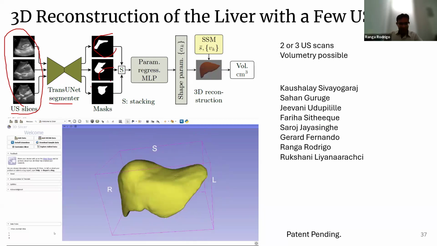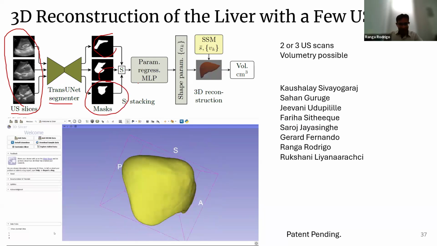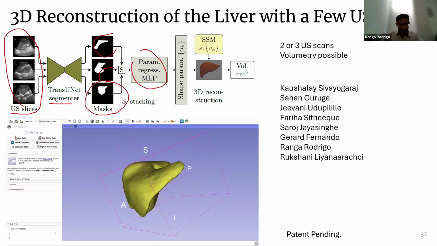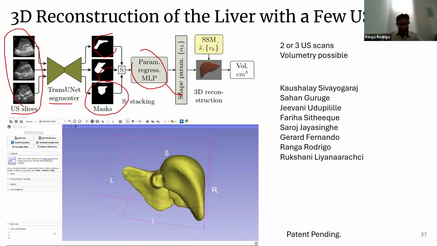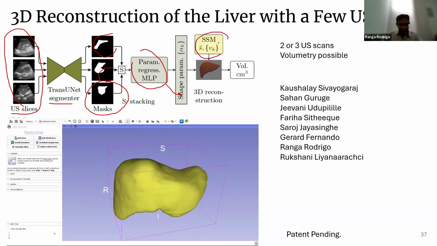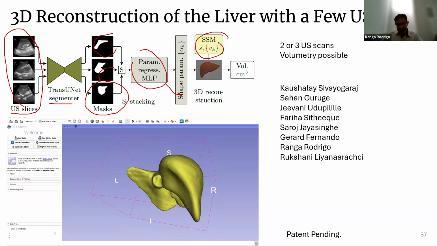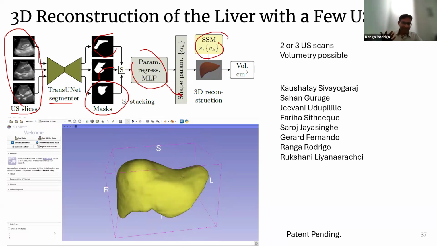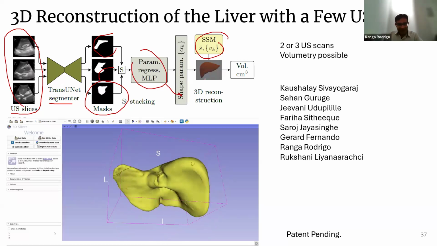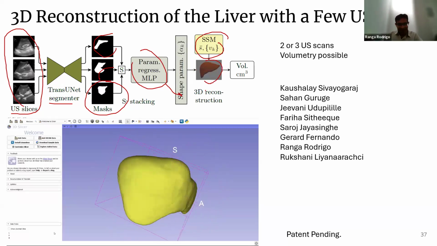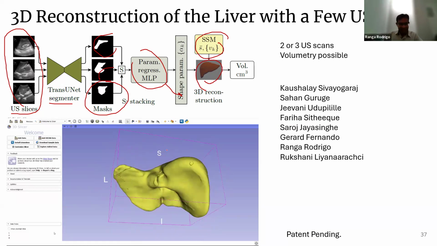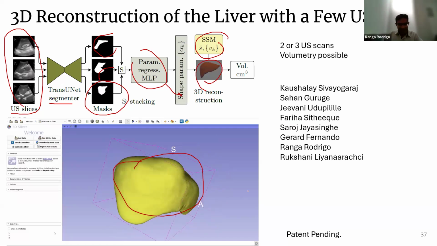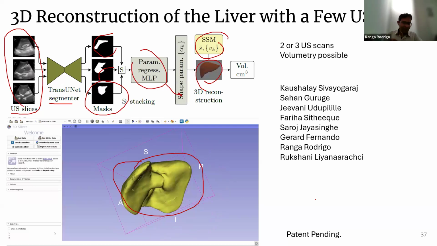It's not our contribution. And then we have the masks, and a so-called parameter regression network, and we get the parameters. And we have a statistical shape model of the liver learned from CT images. CT images are much clearer compared to ultrasound images. And then with that, we can obtain a 3D reconstruction of the liver of that patient. So it's like magic.